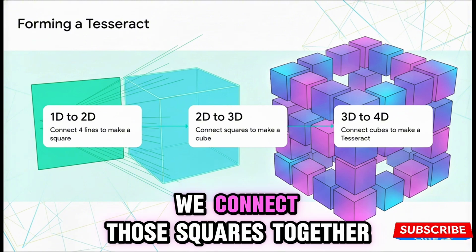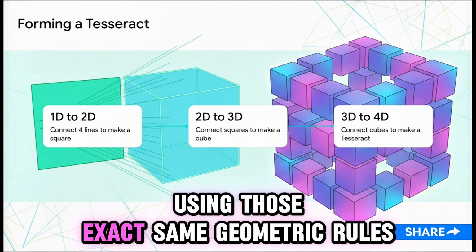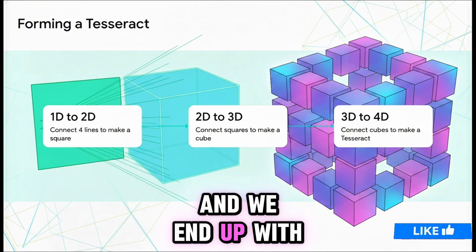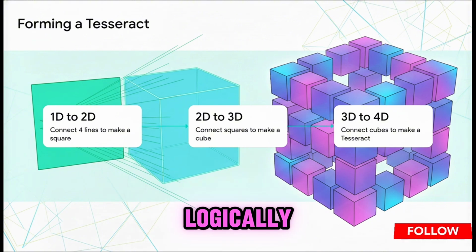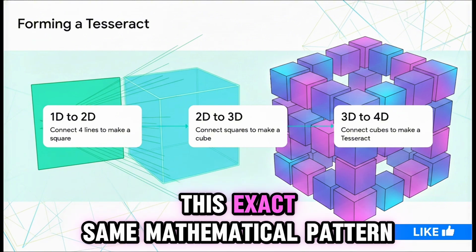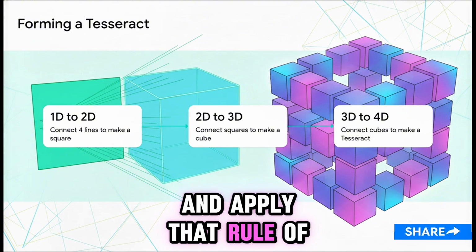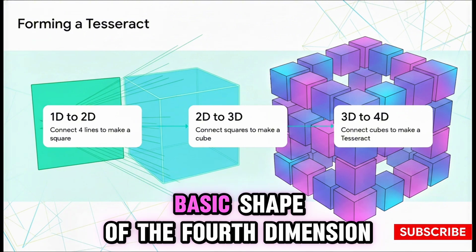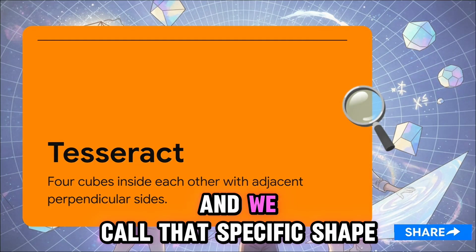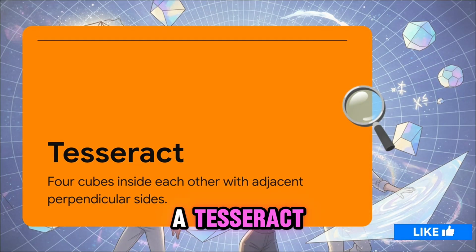Step 2, we connect those squares together using those exact same geometric rules, and we end up with the basic shape of the third dimension, a cube. So step 3, logically, if we just keep following this exact same mathematical pattern and apply that rule of +1, we connect 3D cubes together, and doing that forms the basic shape of the fourth dimension. And we call that specific shape a tesseract.